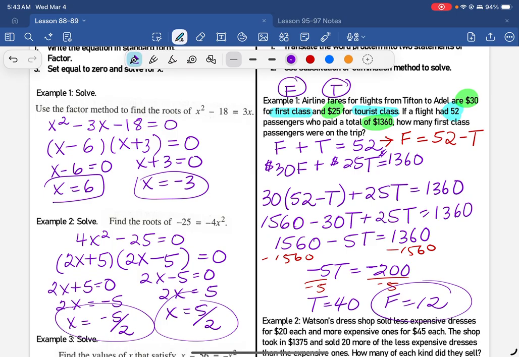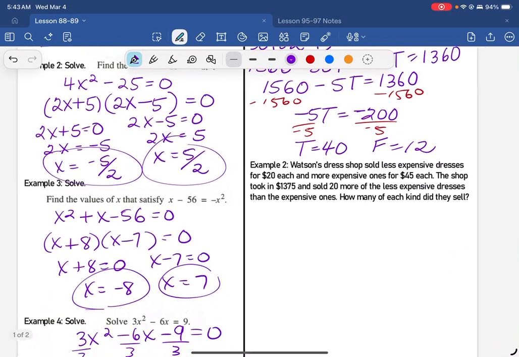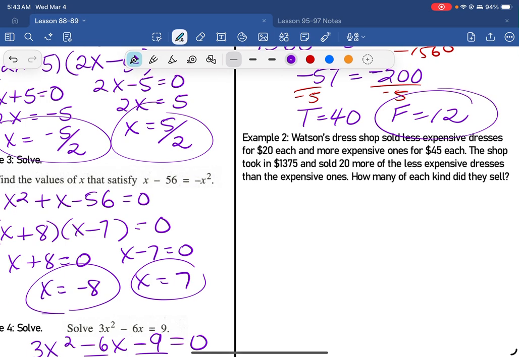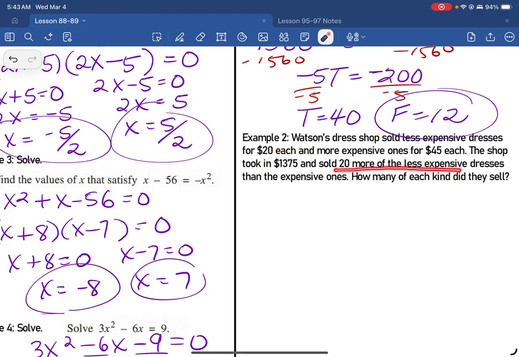Let's look at another one. It says here, Watson's dress shop sold less expensive dresses for $20 each and more expensive ones for $45 each. The shop took in this much money and sold 20 more of the less expensive than the expensive. How many of each kind did they sell? So they want both answers, not just the first class like before.